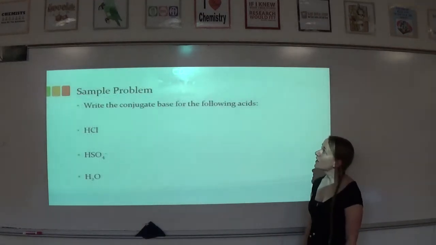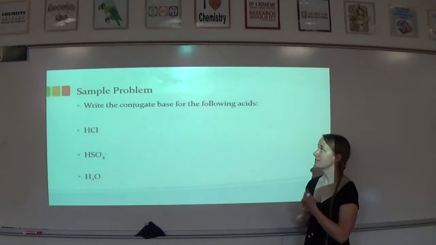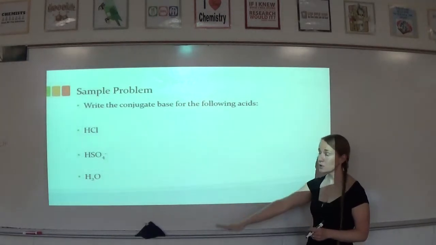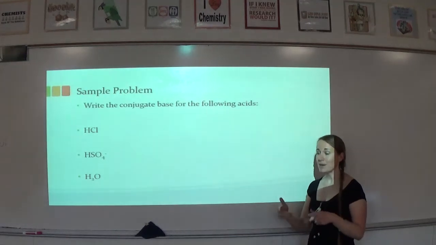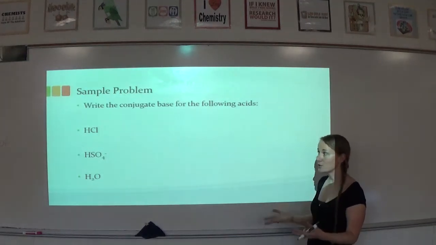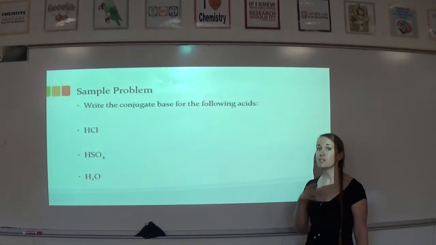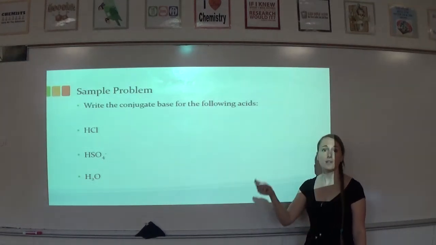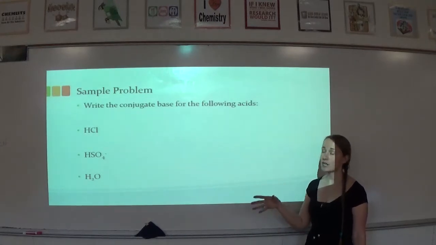So it says write the conjugate base for the following acids. Okay, well what is an acid? An acid is a proton donor. So that means its conjugate base will have lost a hydrogen. But it's a little trickier than that because you also need to alter the charge. We are going to lose an H plus, which means I then need to change my charge.